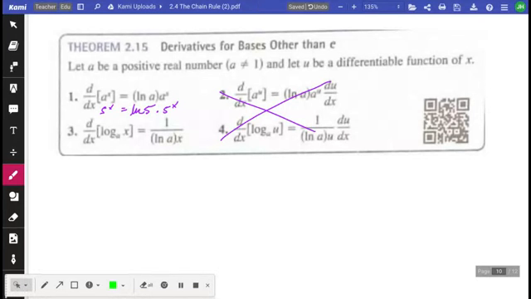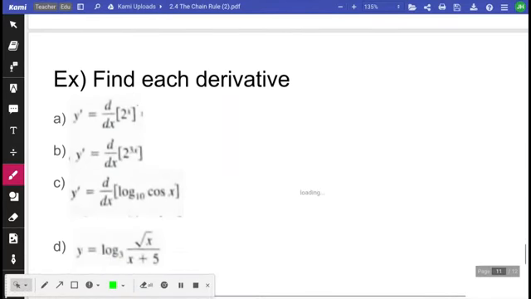And then if instead of natural log, I had log base 10 or log base 5, or just log, which is log base 10, you would do 1 over natural log of that base times whatever's inside. And you would chain rule it if you had to. Okay, so we'll practice a couple of those.